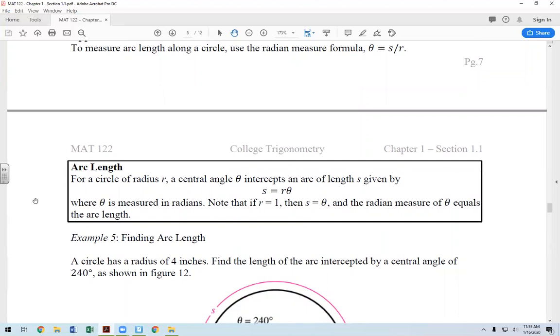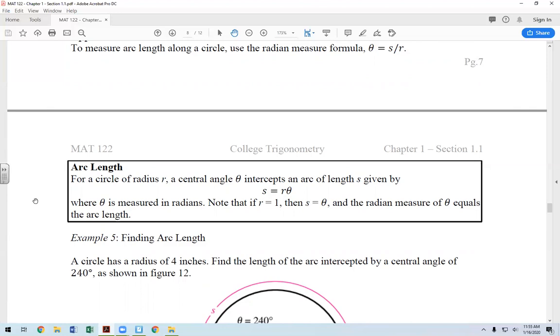So the idea is, if you wanted to find the arc length of your circle, or that specific section, it's going to be s equals r times theta, right? So radius times your measurement. But for arc length, and this is something you will really have to be careful about, your theta for the arc length calculation is always going to be in radians.